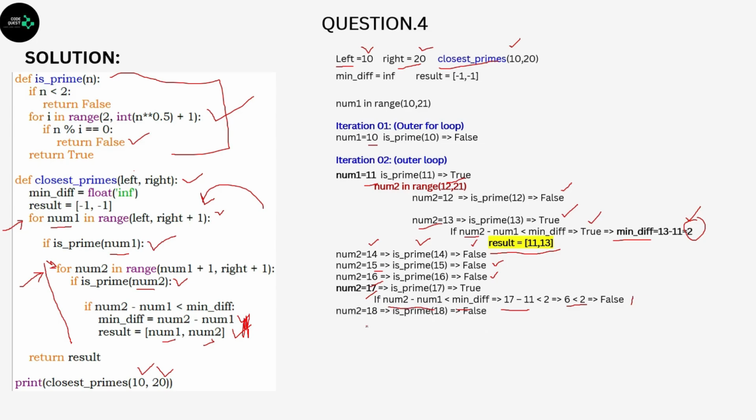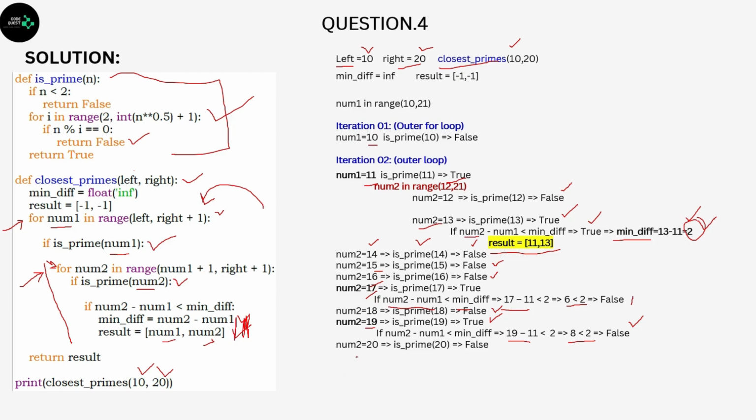Moving on to the next num2 value, which is 18. 18 is not a prime number, hence I am going to get false out of it. Next time we'll take num2 as 19. 19 is once again a prime number, so I am going to get true. Once again we will verify the difference, num2 minus num1. What is the num2 value as of now? 19. What is num1? It is still 11, right? So 19 minus 11 is 8. Is 8 less than the minimum difference as of now? 2 only. So this results in false, and nothing is going to be updated here.